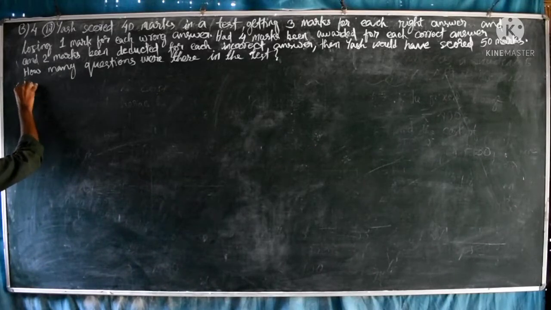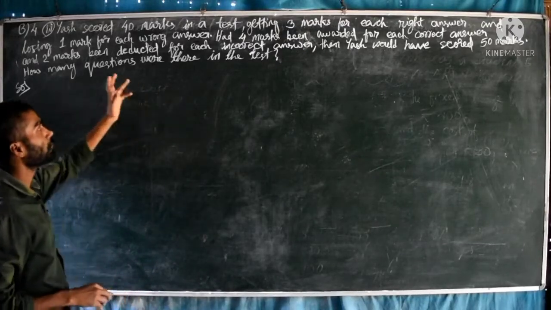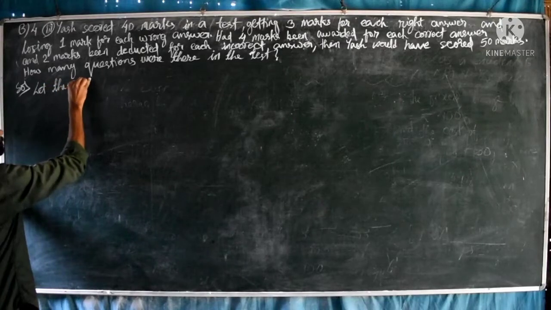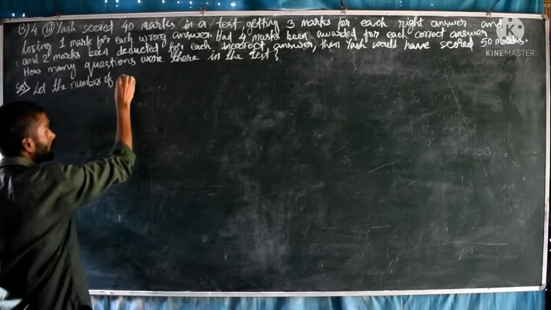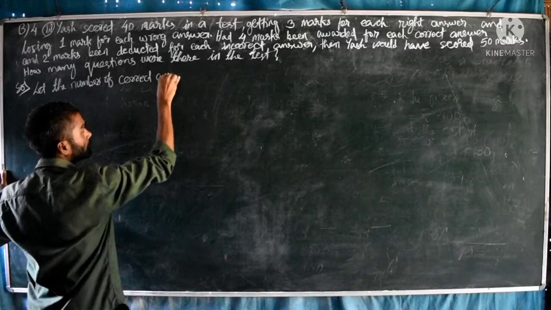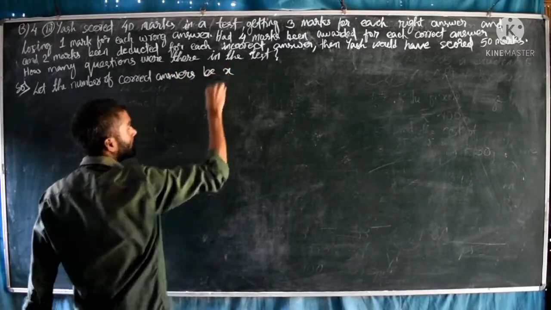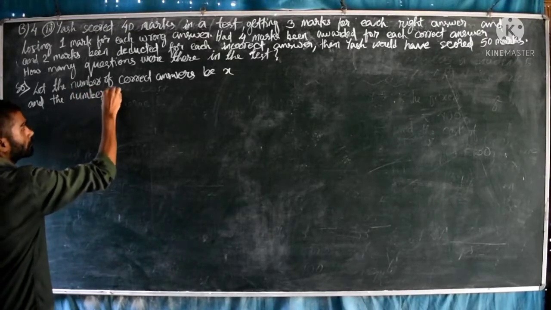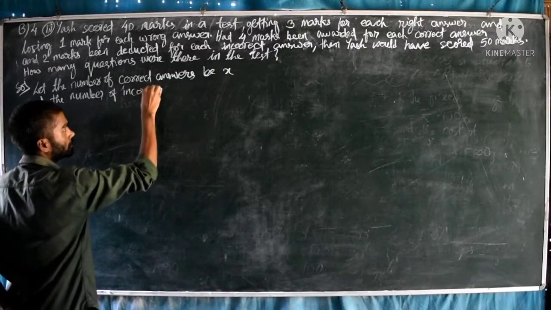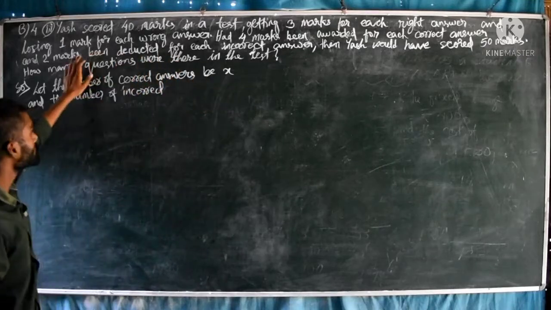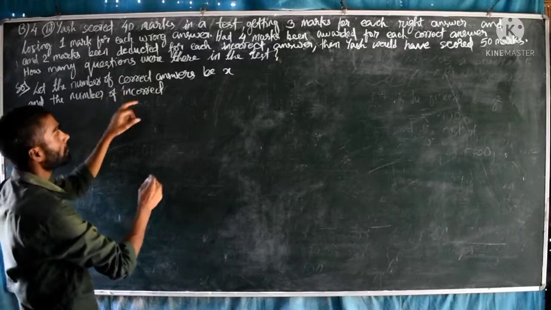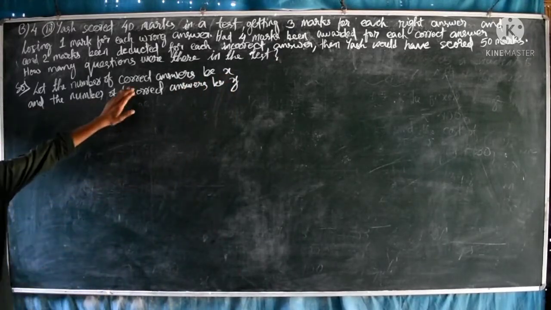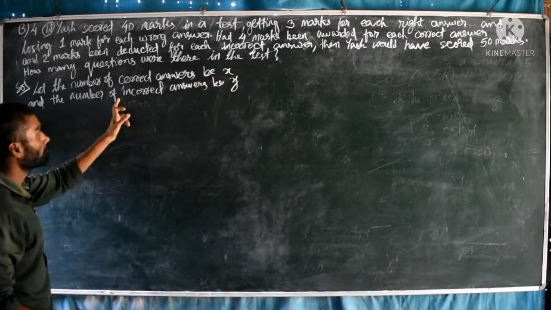So we will take the number of correct answers as X and the number of incorrect answers as Y. Let the number of correct answers be X and the number of incorrect answers, you can write right answer or wrong answer, correct, incorrect also you can write, be Y. We are taking the number of correct answers that he wrote as X and the number of incorrect answers as Y.